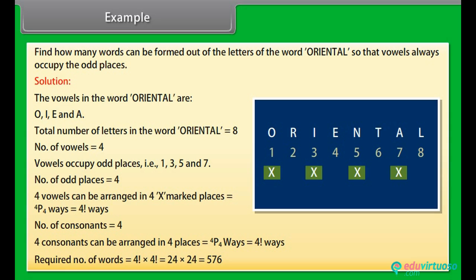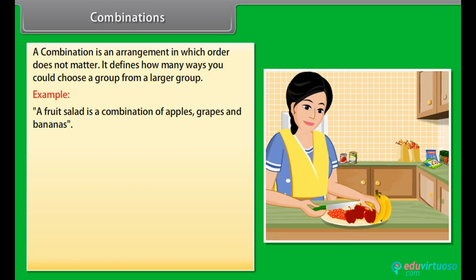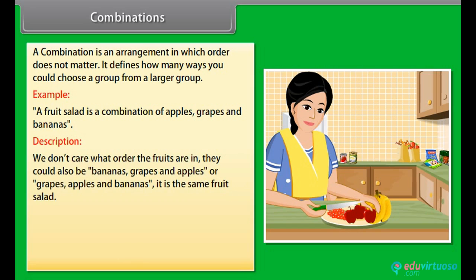to 576. Combinations. A combination is an arrangement in which order does not matter. It defines how many ways you could choose a group from a larger group. Consider the example. A fruit salad is a combination of apples, grapes and bananas. Description. We don't care what order the fruits are in. They could also be bananas, grapes and apples, or grapes, apples and bananas. It is the same fruit salad.